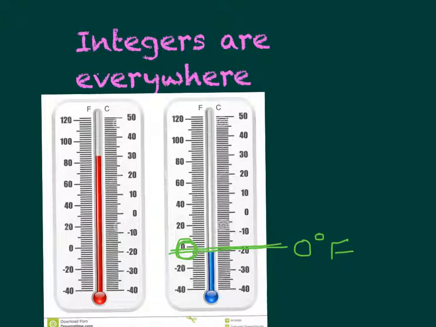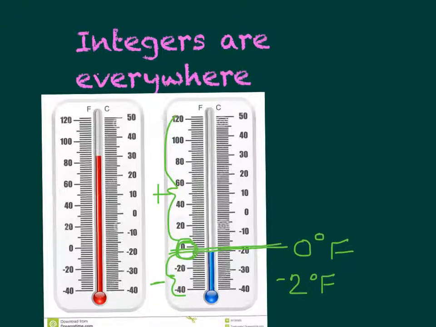Remember that 0 degrees is going to divide my thermometer into two different types of numbers. I'm going to have my positive numbers up here, and I'm going to have my negative numbers below the 0. So a thermometer is going to show negative numbers as well as positive numbers. On this particular thermometer, we can see that the temperature appears to be about -2 degrees Fahrenheit.